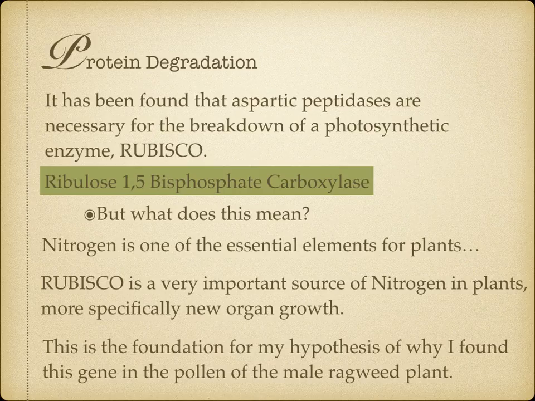This is where things begin to get interesting. Aspartic peptidases are necessary for the breakdown of rubisco. And rubisco is a very important source of nitrogen in plants, more specifically, new organ growth. And as we know from class, nitrogen is one of the essential elements for plants. And this provides a strong argument for the foundation of my hypothesis of why I found this gene in the pollen of male ragweed plants.